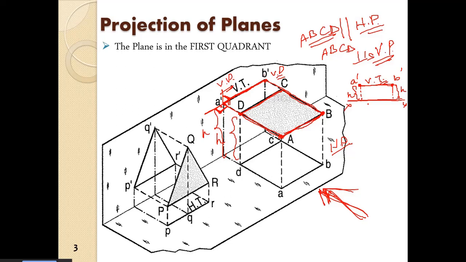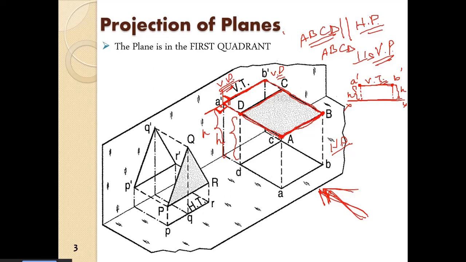all right, because this is not the projection of the plane. This is projection of basically the edge AB, all right, or it is basically the trace of whatever we see from the front onto the vertical plane. Okay, so that is the front view.